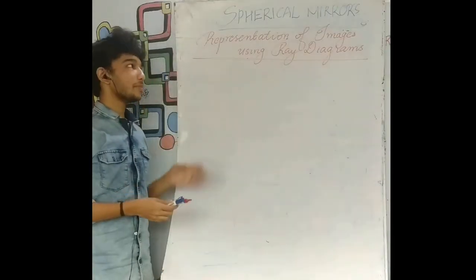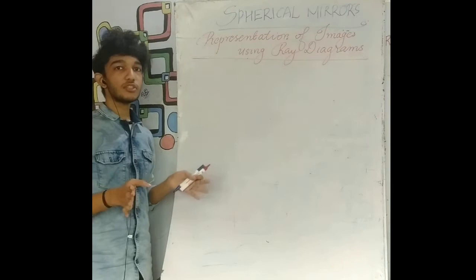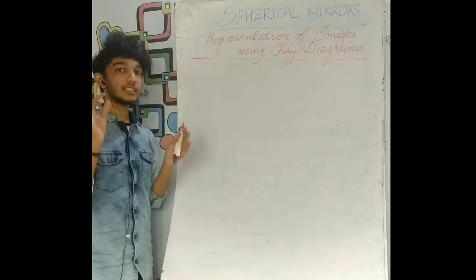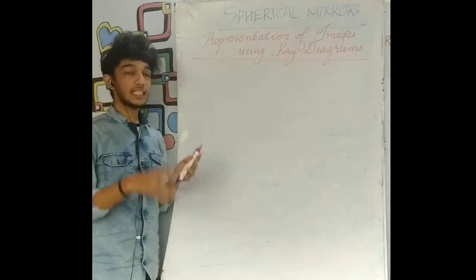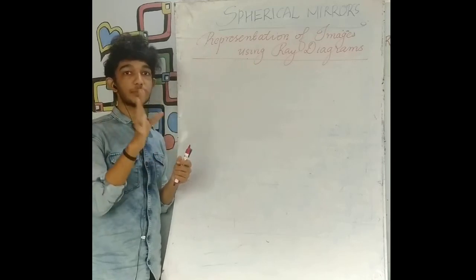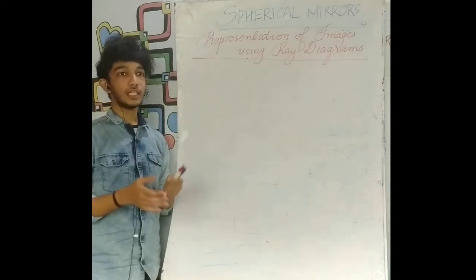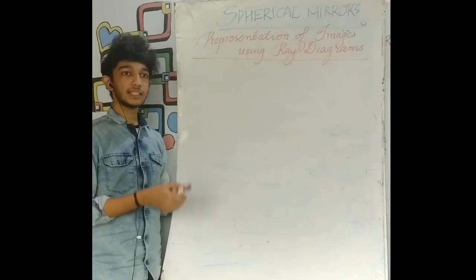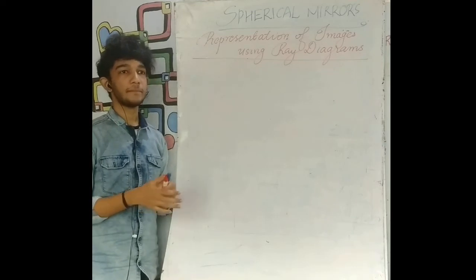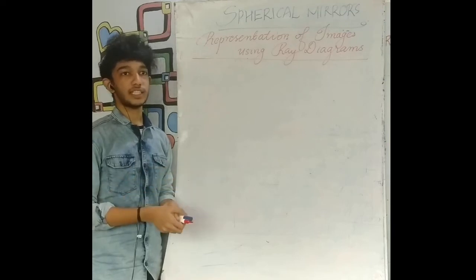Let us now move into the topic representation of images using ray diagrams. Reflection of light follows the same rules everywhere. So it is important for us to know that the intersection of at least 2 reflected rays can be used to analyze the position of the image and the size of the image with respect to the object. At least 2 reflected rays can be considered by us for pointing out where the image formation will take place. But taking more than 2 reflected rays would of course be inconvenient.